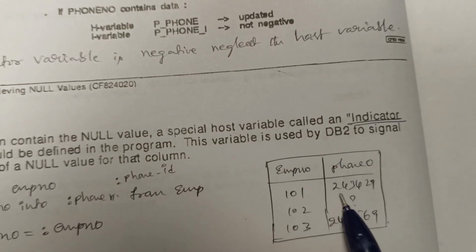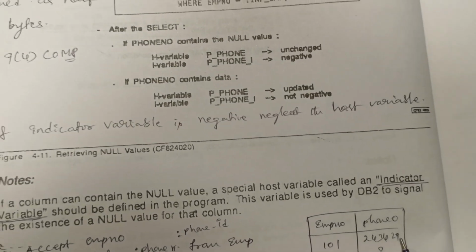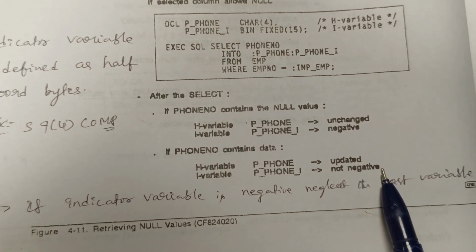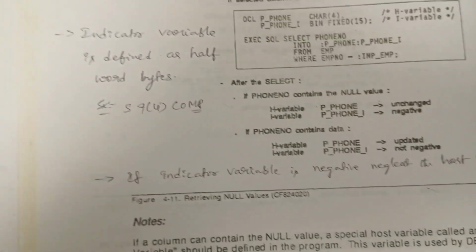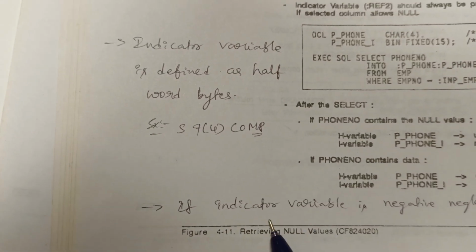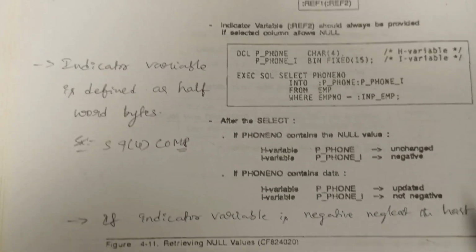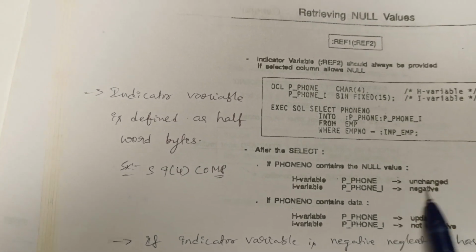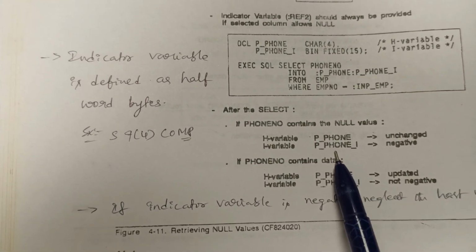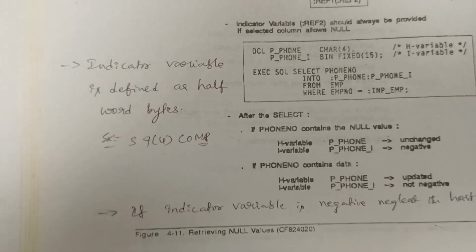Here you can see my phone number has the value, so at that time I will get a non-negative value. In the second case I will get a negative value because it has a null value. If the indicator value is negative, neglect the host variable because this is a null value, so we need to neglect the host variable. Whenever the null indicator field has a negative value, we need to ignore the host variable.